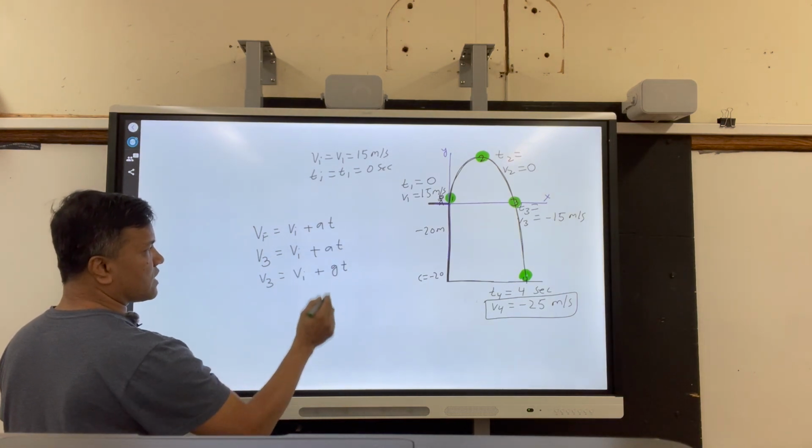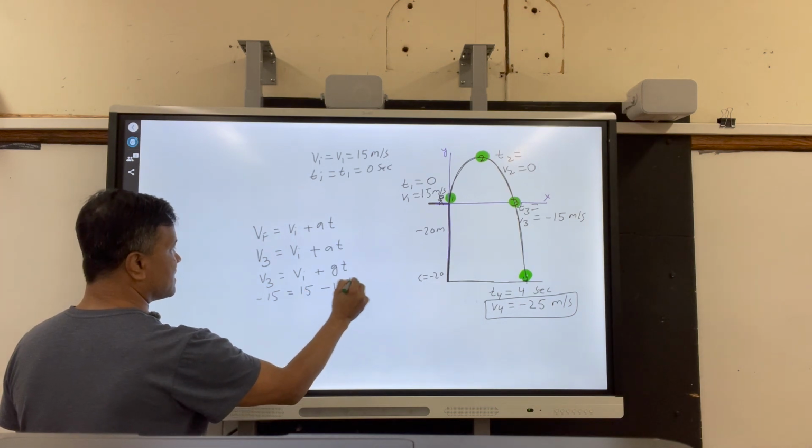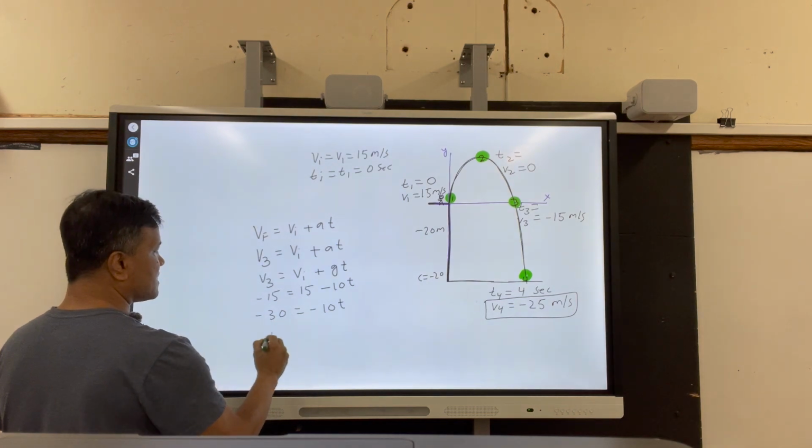v3, you know that negative 15. v1, you know that positive 15, negative 10t. So you have negative 30 is equal to negative 10t. So negative negative cancel, t is 3.